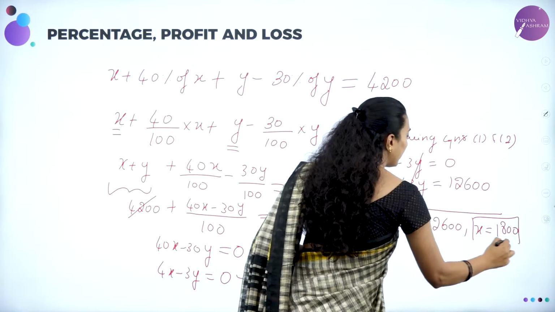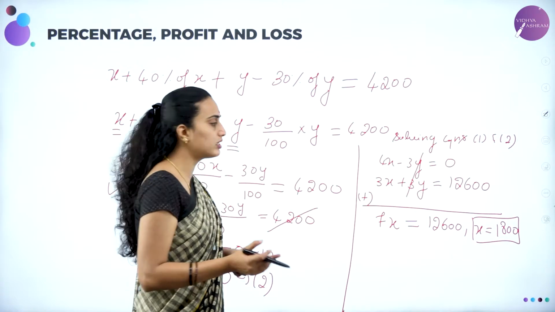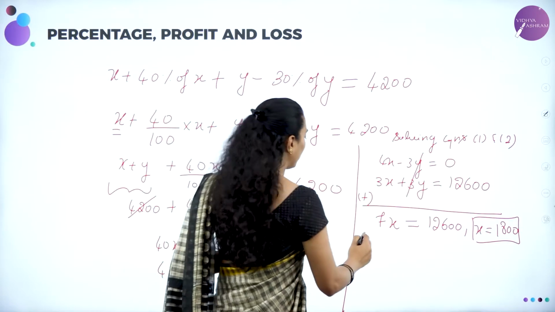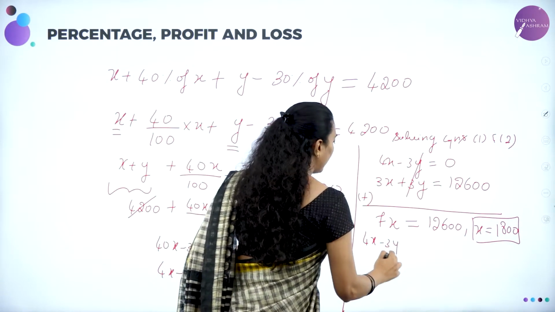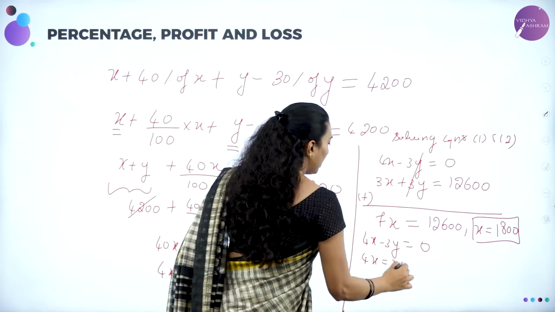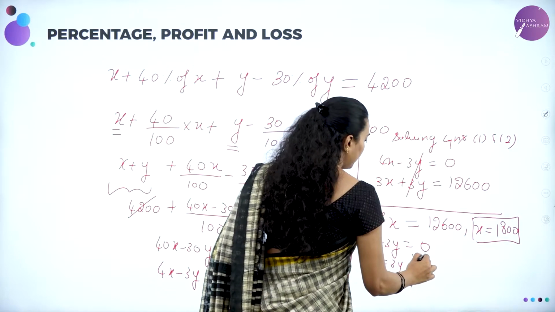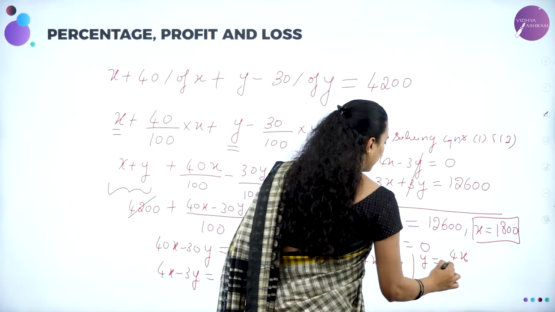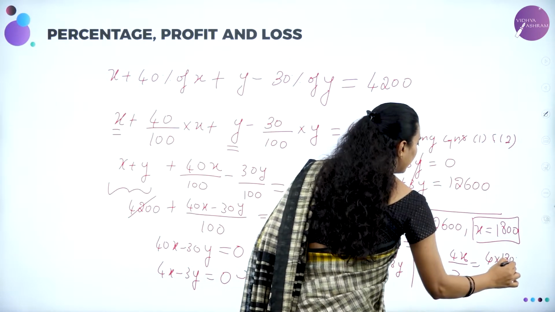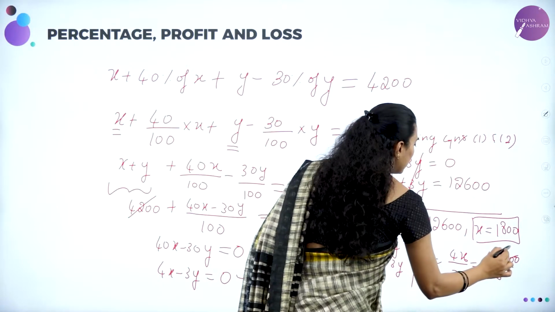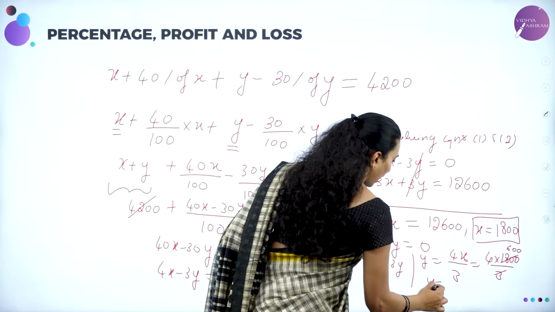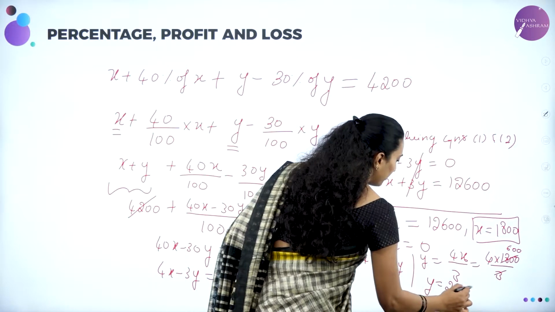Okay. So if you are getting x equals 1,800, you can substitute in any one equation, that is 4x minus 3y equals 0. Now 4x equals 3y, otherwise you can have it as y equals 4x divided by 3, which is 4 into 1,800 divided by 3. 3 ones are 3, 6 are 18, 600. So 4 sixes are 24. So you are going to have 2,400 as the y value.